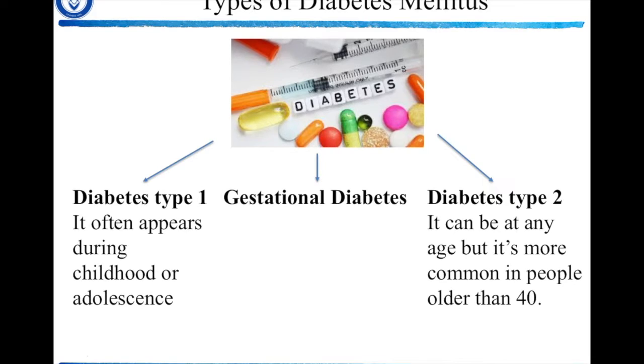There are three different types of diabetes. Diabetes type 1, it often appears during childhood or adolescence. Gestational diabetes, this is when you are in pregnancy. Diabetes type 2, it can be at any age, but is more common in people older than 40.